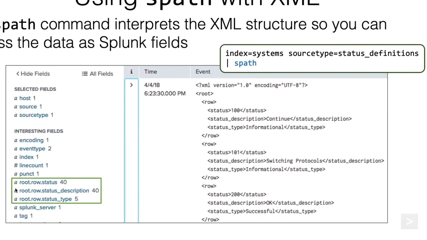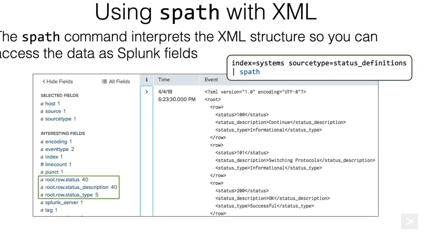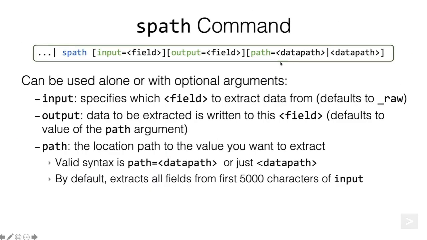We can pipe to a rename command after the spath command and rename these fields. Or alternatively, we could create an alias for them if we wanted them to be persistent renames. But let's talk a little bit about the syntax for the spath command. The spath command has a few options built into it. We can see these options syntax highlighted here in green.